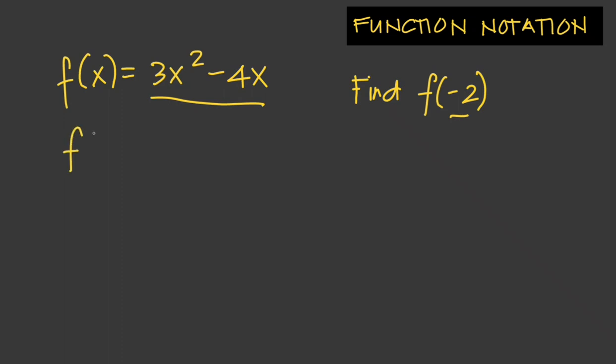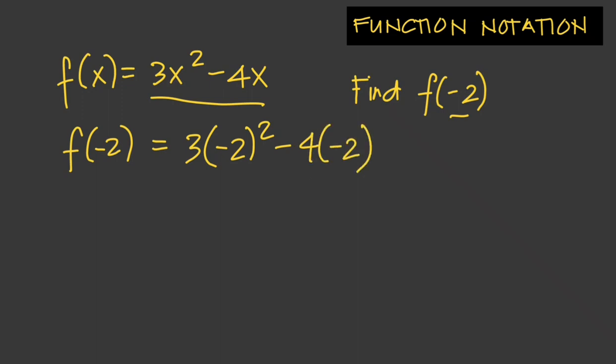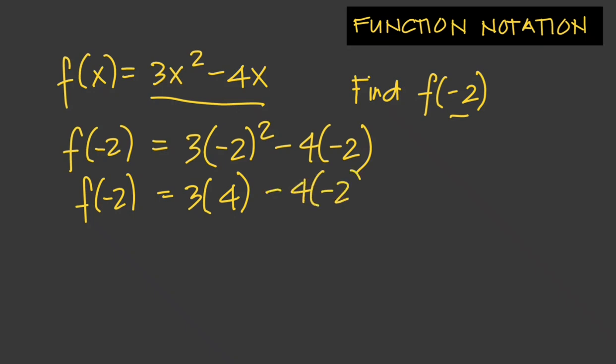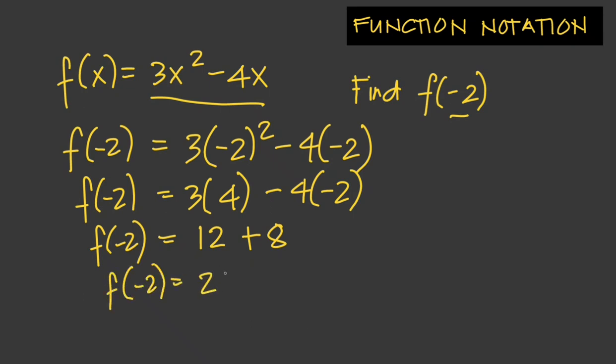So this should be f of negative 2 is just equal to 3 times negative 2 squared minus 4 times negative 2. So simplifying this one, f of negative 2 is just equal to 3 times 4. Negative 2 squared is positive 4, and then negative 4 times negative 2, this is 12 plus 8. So our f of negative 2 is just equal to 20.